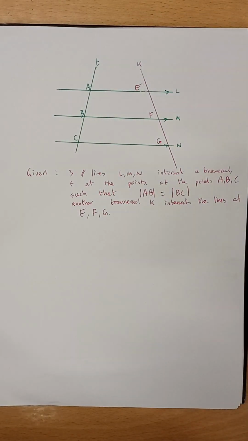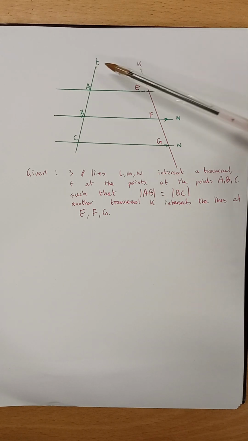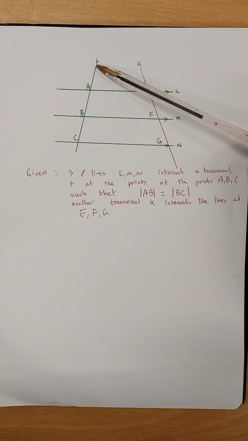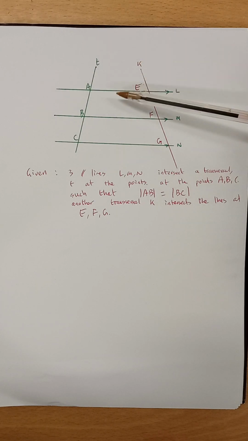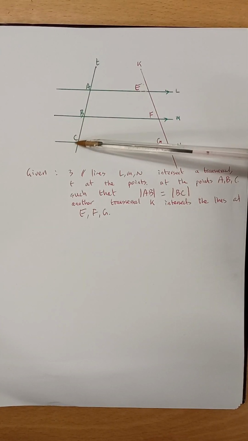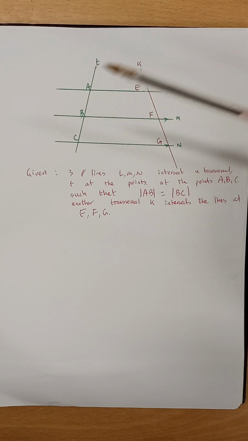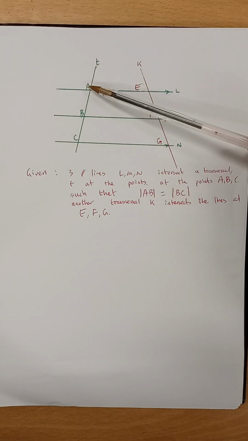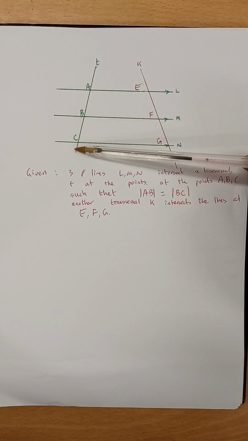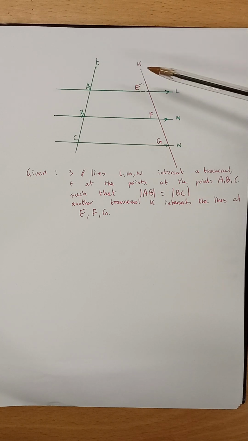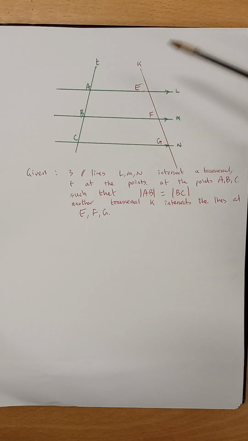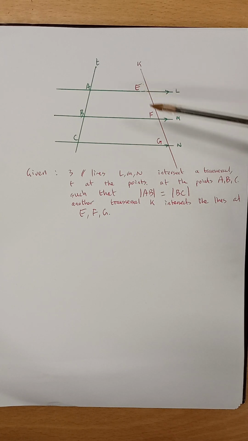Okay, hi guys. So this is our first theorem, and it's a very simple one. What we're given is three parallel lines, L, M, and N, and two transversals, T and K. What we know about T is that T intersects the lines L, M, and N at points A, B, and C respectively. And more importantly, we're also given that the distance between A and B, in other words, the length of this little line segment, is the same as this little line segment. We also know that the transversal K intersects the three parallel lines at the points E, F, and G.